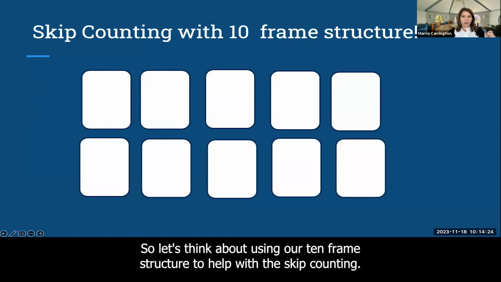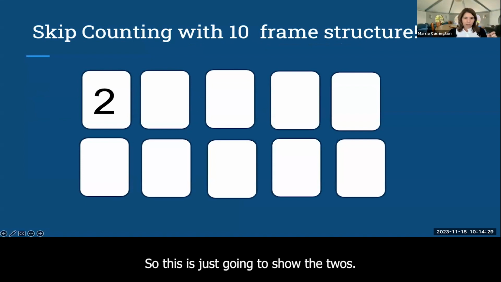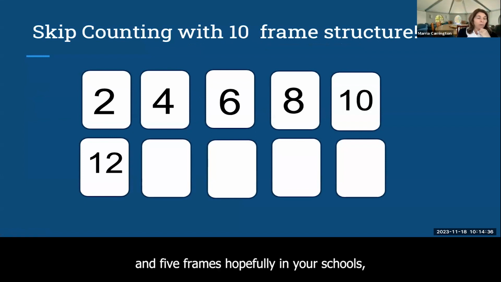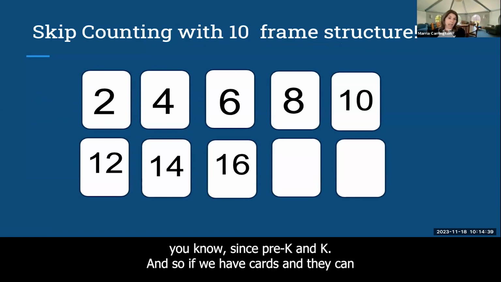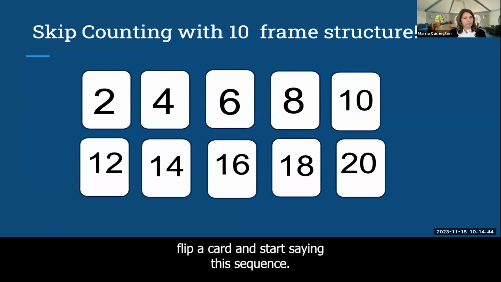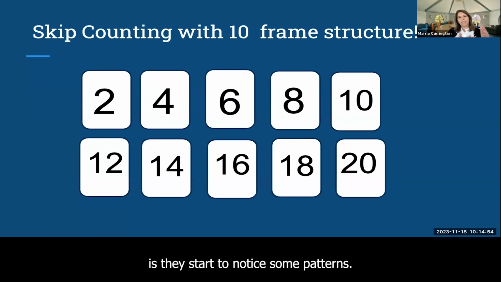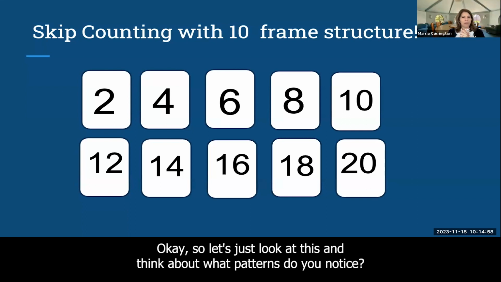So let's think about using our 10 frame structure to help with the skip counting. This is just going to show the 2s. And what's lovely about this is kids have been working with 10 frames and 5 frames, hopefully in your schools, since pre-K and K. And so if we have cards, and they can flip a card and start saying this sequence. You can start by just doing it straight across. What I like about bringing it into this structure is they start to notice some patterns. So just look at this and think about, what patterns do you notice?